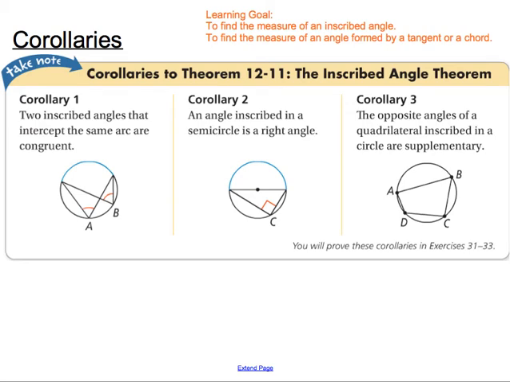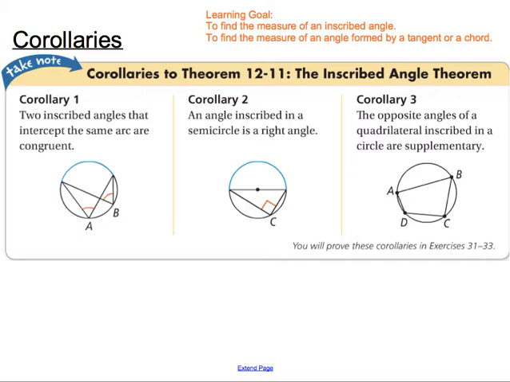Now there are three corollaries to the inscribed angles theorem. The first one states that two inscribed angles that intercept the same arc must be congruent. So you can see here, if I were to draw both angle A and angle B, they would cut off the same arc. They would cut off this blue arc. Because of that, those angles must be congruent. The second corollary says that an angle inscribed in a semicircle must be a right angle. So if the angle intercepts a diameter, that angle must be right.